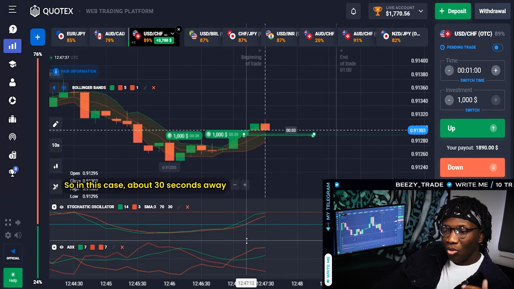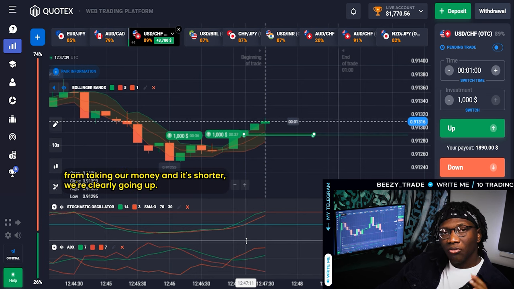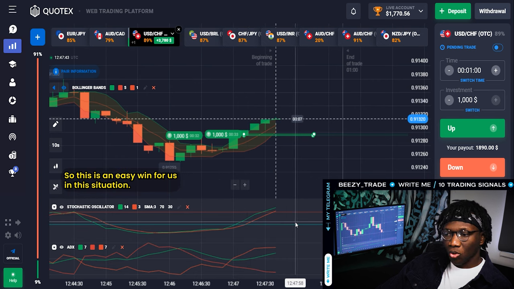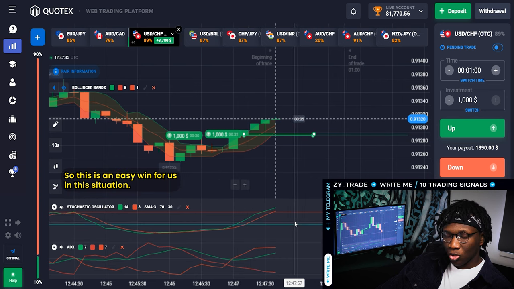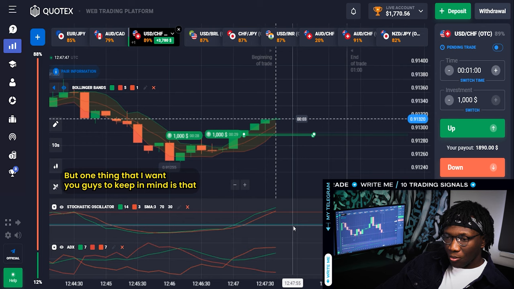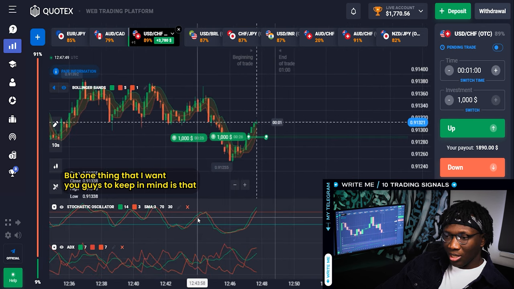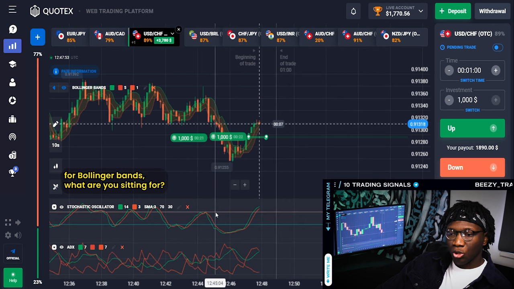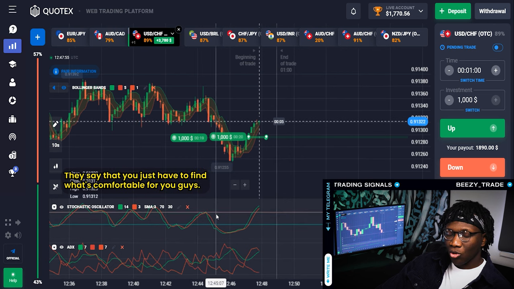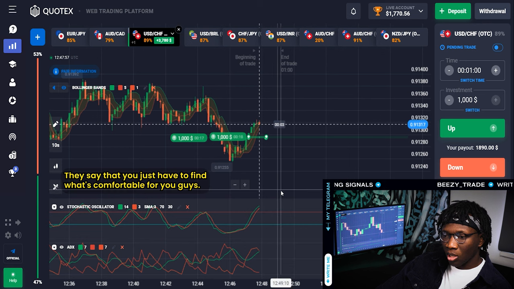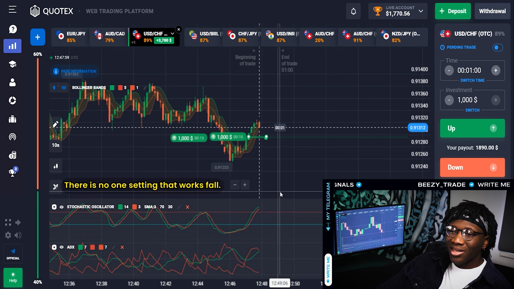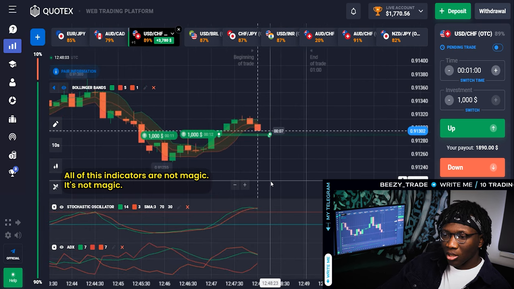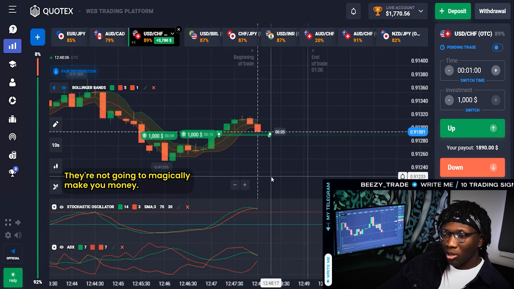So in this case, we're about 30 seconds away from taking our money. And it's sure that we're clearly going up, so this is an easy win for us in this situation. But one thing that I want you guys to keep in mind is that a lot of people will be asking about what are your settings for Bollinger Bands, what are your settings for this or that. You just have to find what's comfortable for you guys. There is no one setting that works for all. It's not magic. All of these indicators are not magic. They're not going to magically make you money.